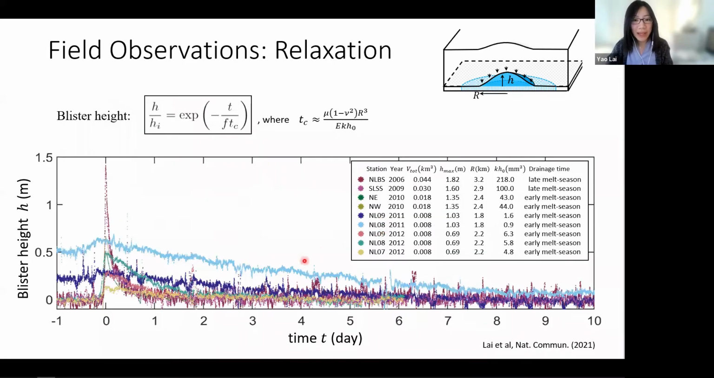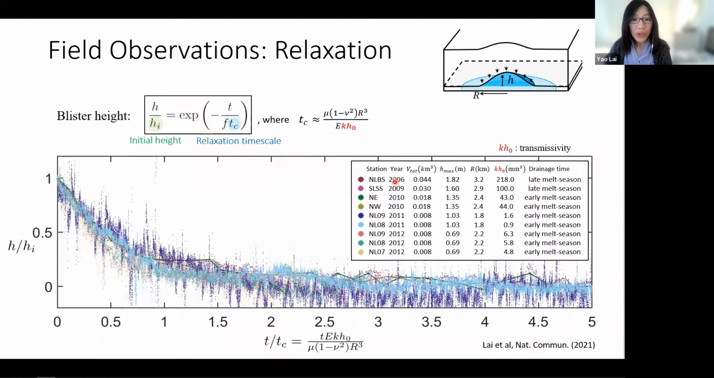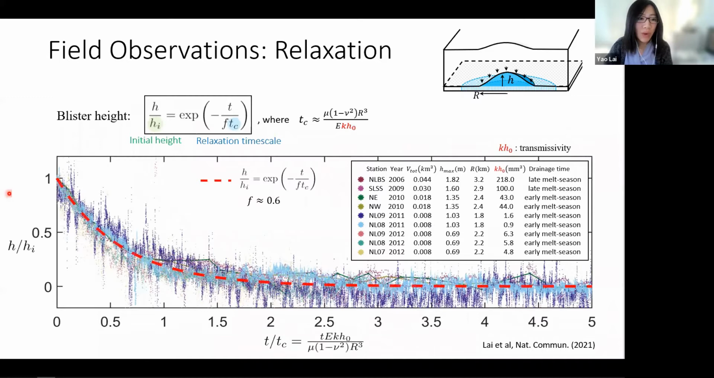Next, we will put all these data sets on the same plot. Again, this is blister height that relaxes over time. After rescaling the height with initial height and the time with a relaxation time scale, we show that the curves collapse onto a universal shape and can be described by our model. The collapse of the data onto a single curve indicates the universality of this uplift relaxation process, controlled by the interaction between elastic deformation and viscous resistance in the porous flow.